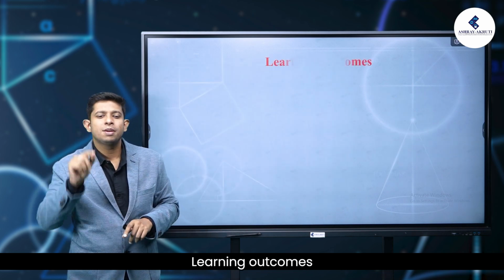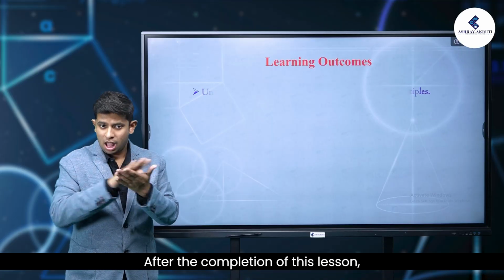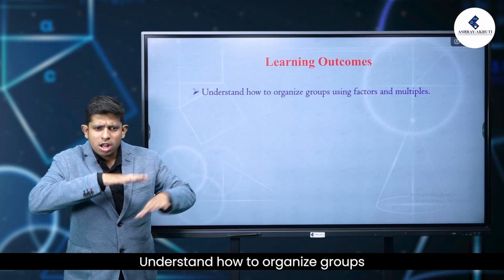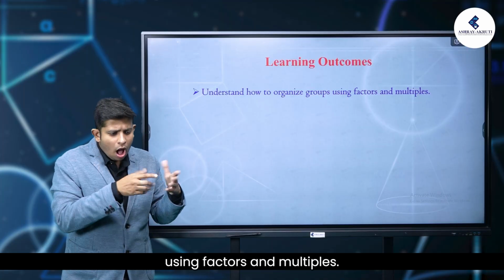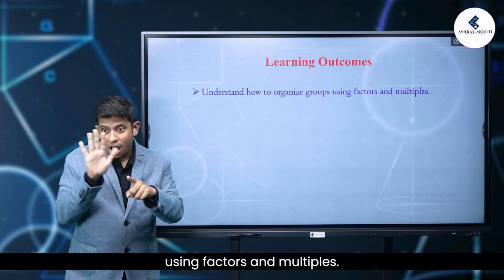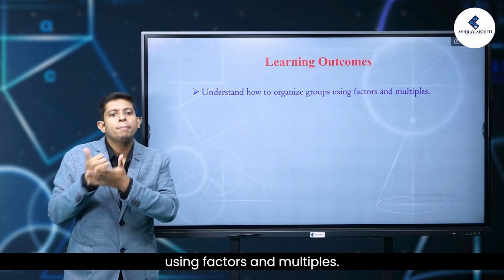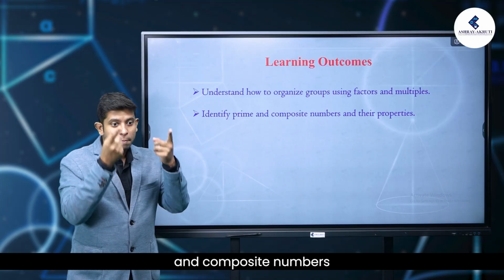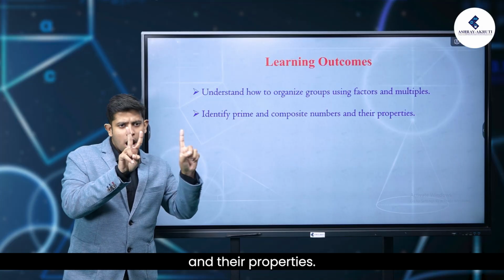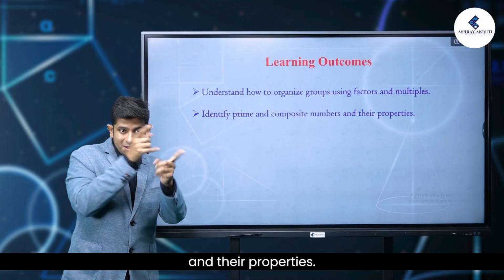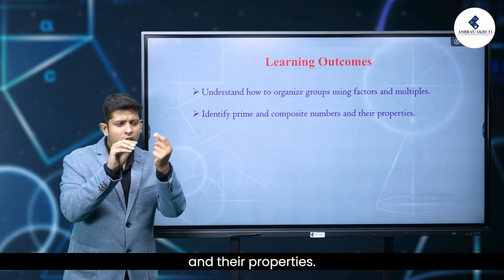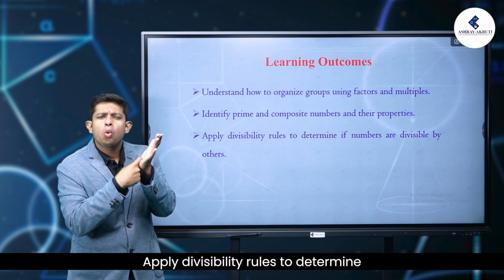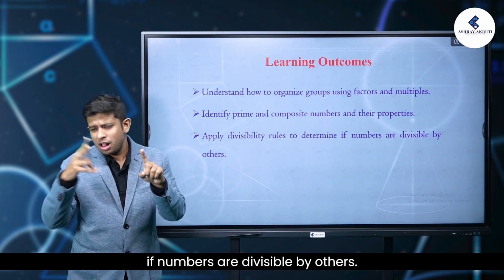Learning outcomes. After the completion of this lesson, you will be able to: understand how to organize groups using factors and multiples. Identify prime and composite numbers and their properties. Apply divisibility rules to determine if numbers are divisible by others.